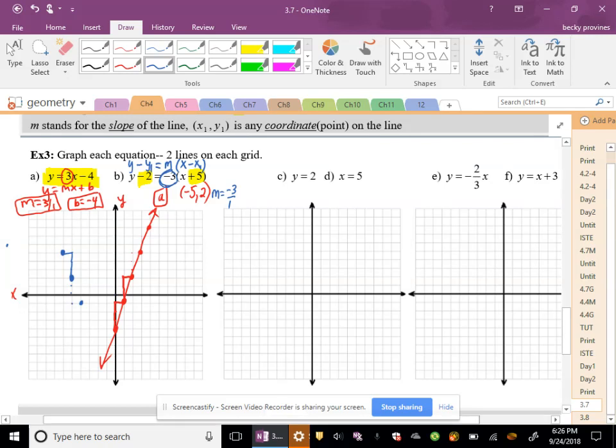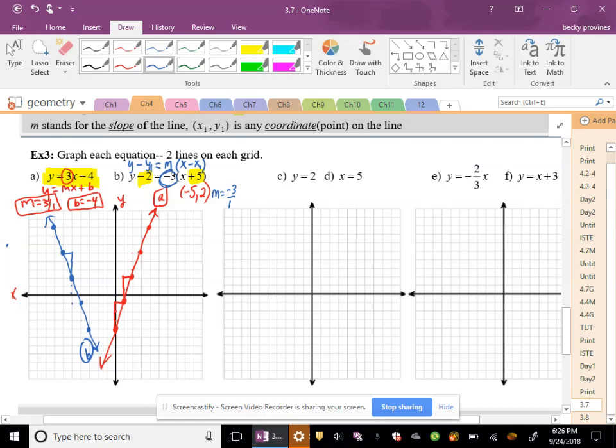Okay, so I'm going to do a couple more on my paper. 1, 2, 3, 1. Okay, let's connect them. Oh, it's not straight. Try to do it as straight as you can. And this is letter B.